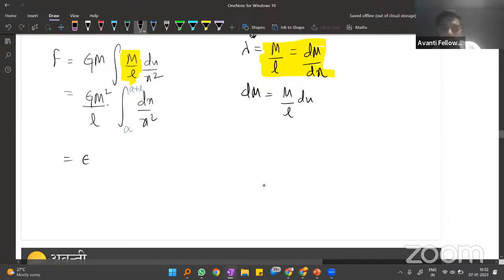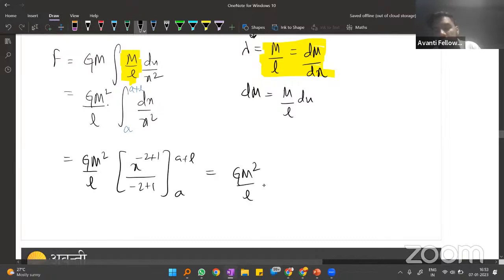So that will give us G m M by L integration of x to the power minus 2. It will go up to minus 2 plus 1, that is minus 1, from a to a plus L. So I'll just put a minus sign in front, and that will be 1 by x, from a to a plus L. Hopefully this is clear, right?